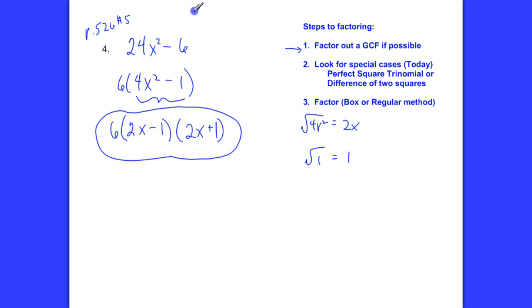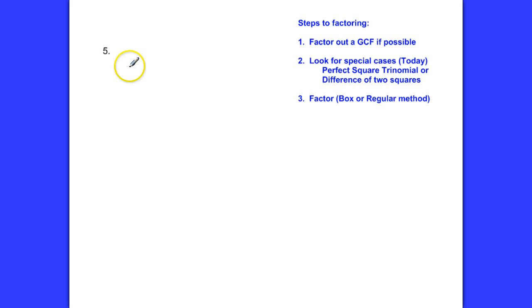All right, number 5, real quick. We'll get these done. 81x squared minus 90x plus 25. All right, there's not a greatest common factor. It is a special case. It is a perfect trinomial square.